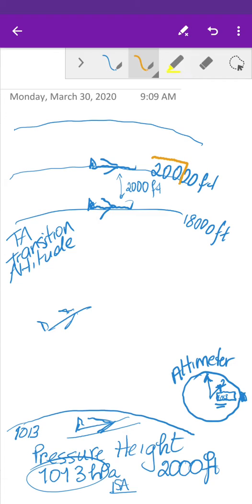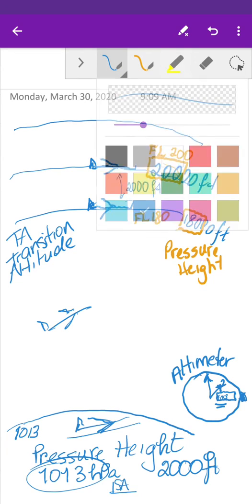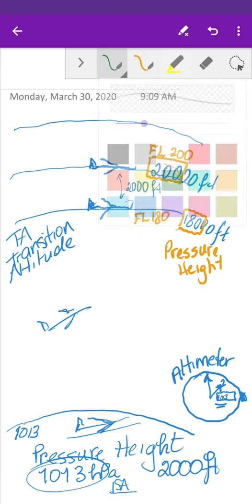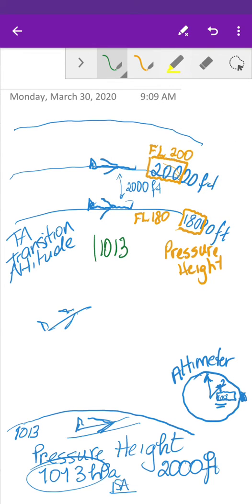So we call this, if we look at these four numbers, flight level 200, and this is flight level 180, and so flight level 180 means 18,000 feet pressure height. Why pressure height? Because we've got that ISA pressure set to the altimeter. We've got 1013 set on our altimeter dial, and that will give us the pressure height on our altimeter.